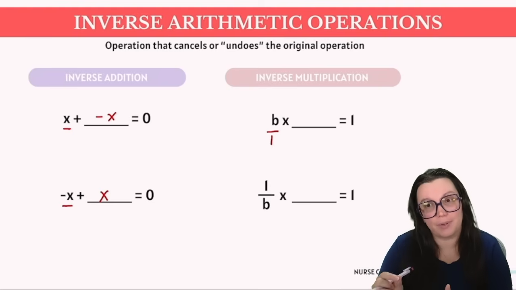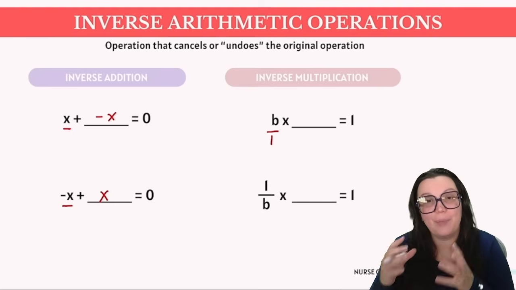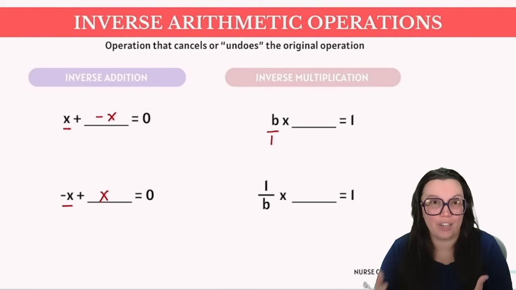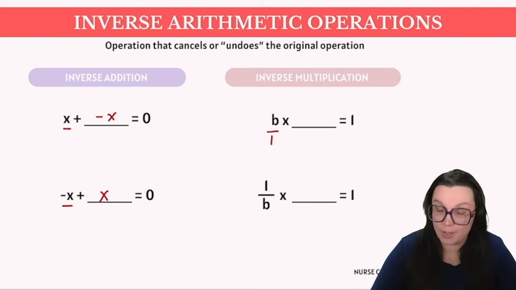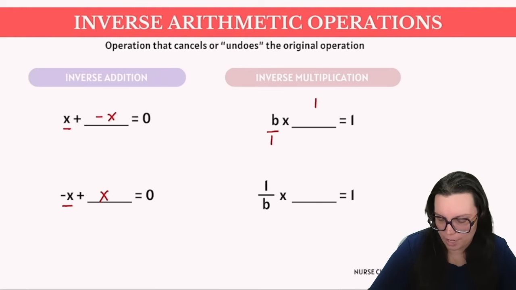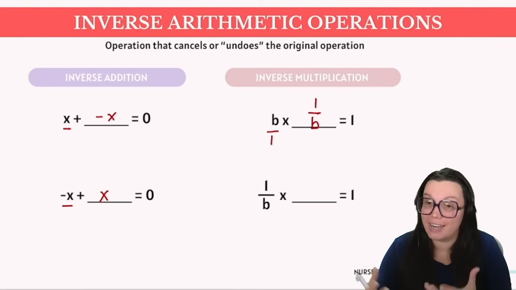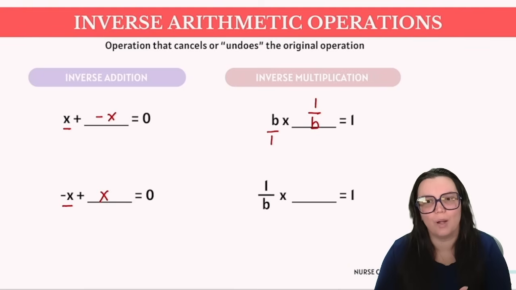To find the reciprocal, we invert the fraction, making the denominator the new numerator and the numerator the new denominator. Therefore, the reciprocal of B is actually 1 over B. To verify this, let's multiply B in its fractional form as B over 1 by its reciprocal 1 over B.